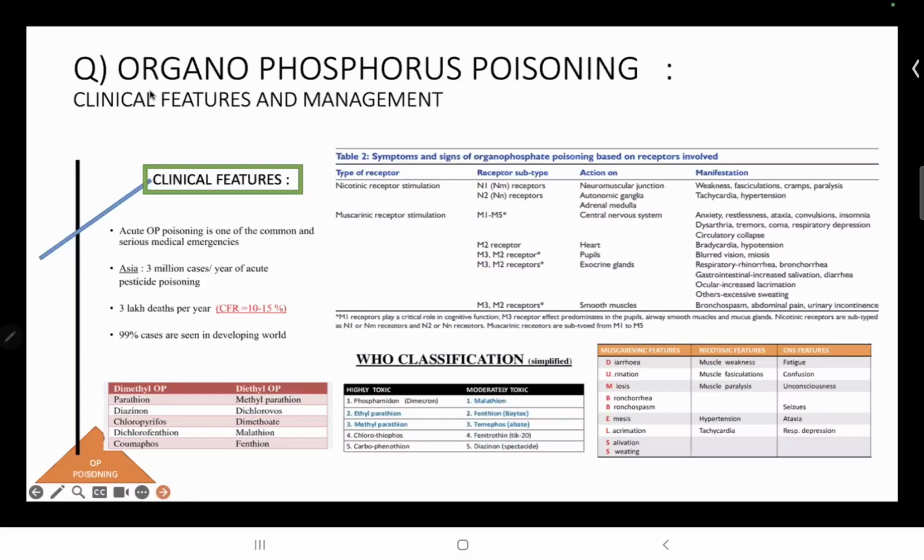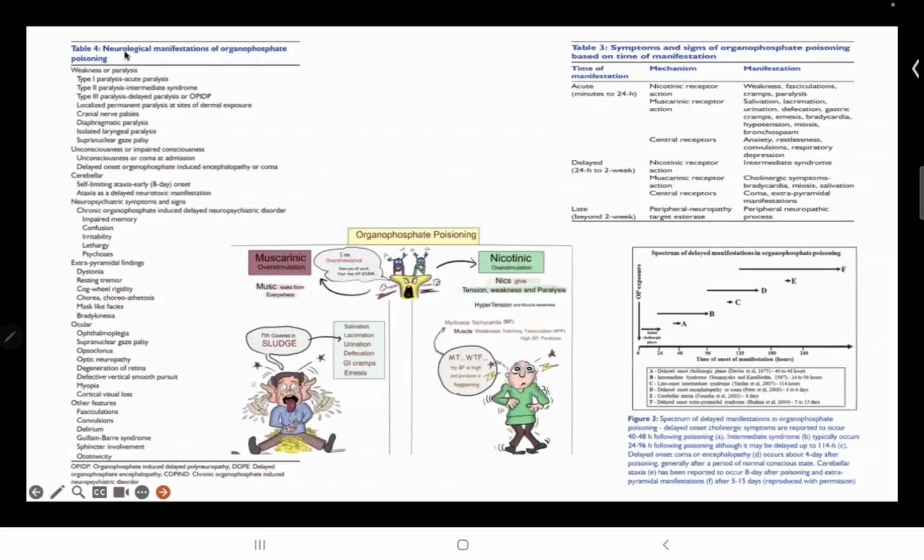Now, you can also add a plethora of information like neurologic manifestations in the form of weakness, unconsciousness, cerebellar manifestation, neuropsychiatric symptoms, extrapyramidal findings, ocular findings, and other features. Again, just what I have told in the tabular format, you can also remember in the form of muscarinic overstimulation, nicotinic overstimulation, and again with certain forms of mnemonics that would be easy to reproduce on your piece of paper in your theory. So that also you can write.